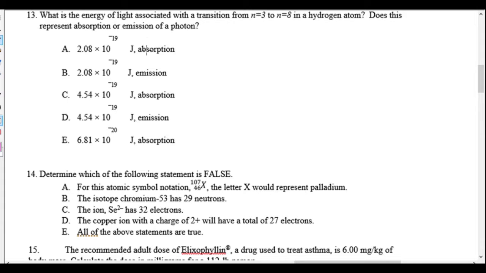So, what is the energy of light associated with the transition from n equals 3 to n equals 8? So this will be our n1, this will be our n2. In a hydrogen atom. Does this represent absorption or emission? So we can answer this part right away. We're going from n equals 3 to n equals 8.